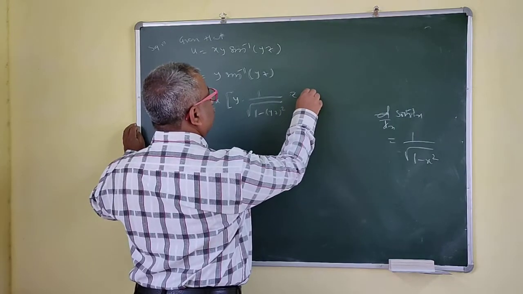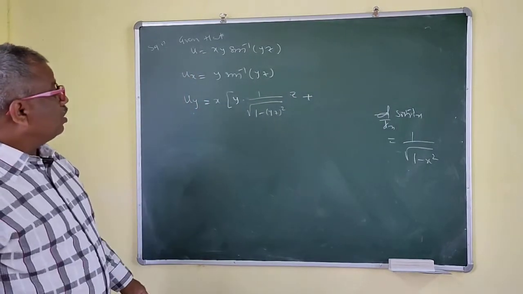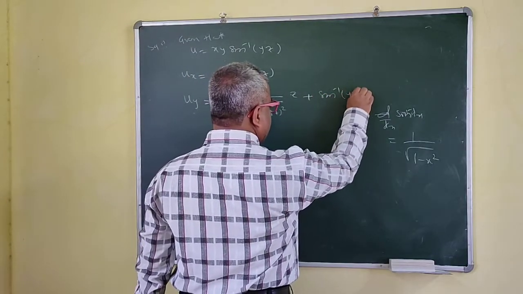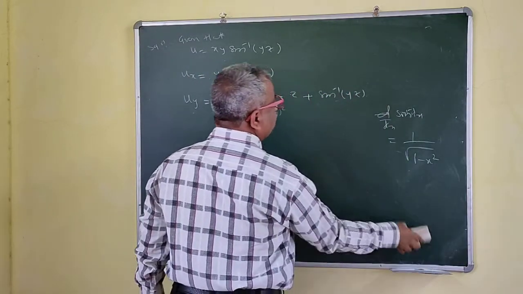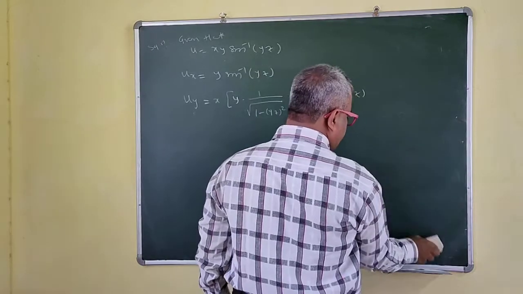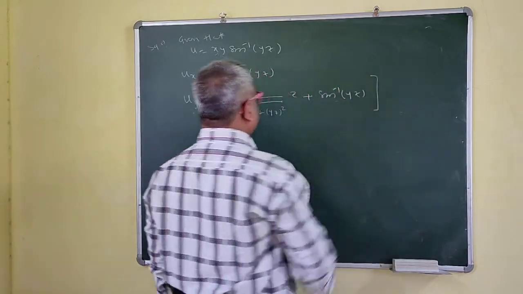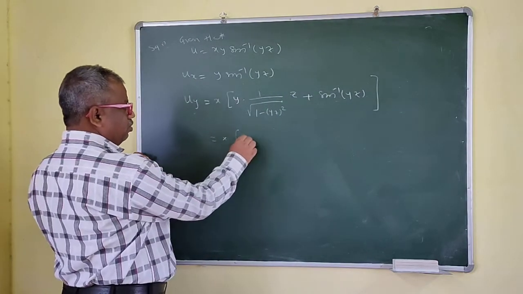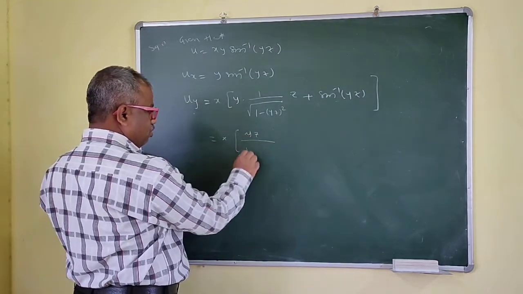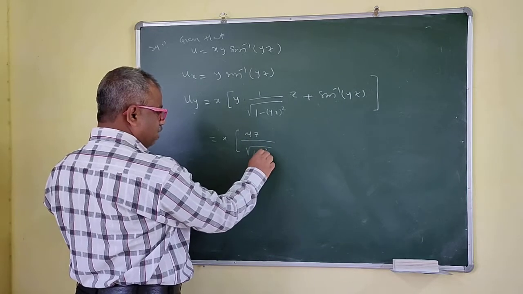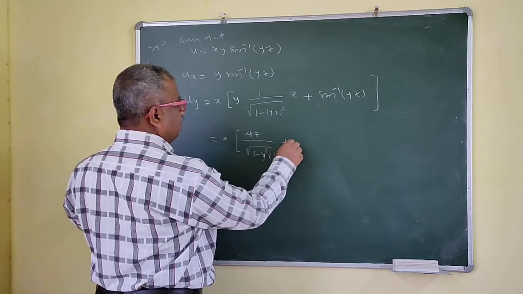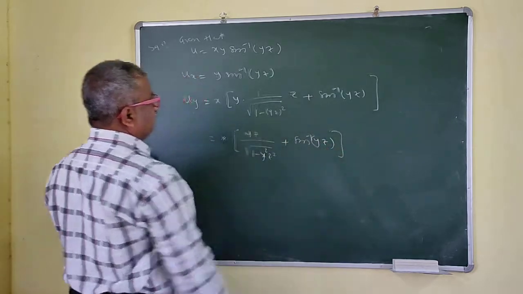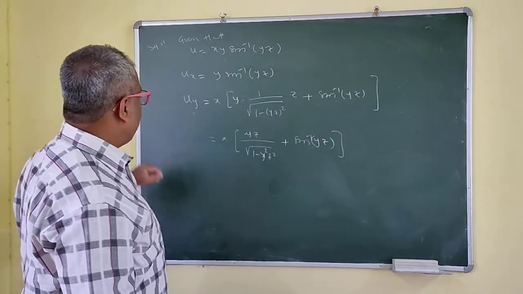Then z, plus, now your sin inverse yz as it is, into the derivative of y. The derivative of y is 1, so we are not writing 1 here. So this is x into yz upon root of 1 minus y square z square, plus sin inverse yz. This is your answer, this is your uy now.